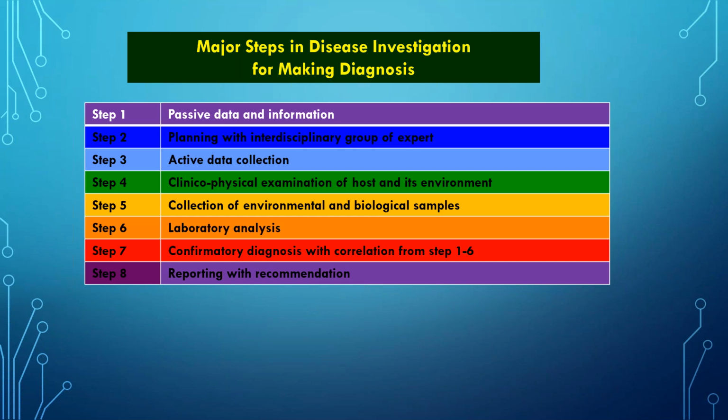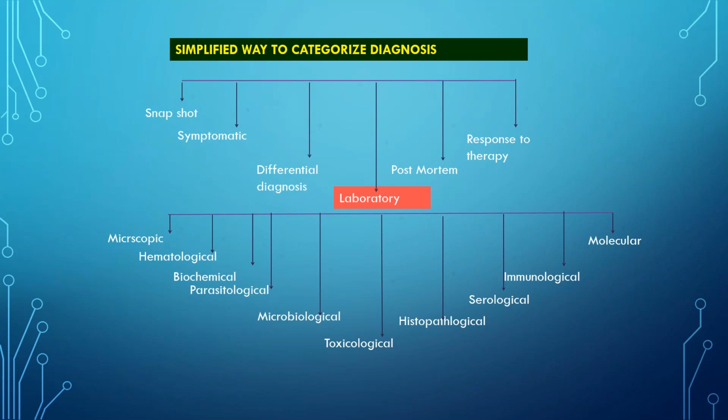Then active data collection during the onset or outbreak of the disease should be carried out. Then clinical physical examination of the host and its environment: the examination of the host, the blood parameters or rather the abnormal behavioral changes must be taken into account, and again the water parameters should be taken into account. Then collection of environmental and biological samples, if in doubt, may be sent to the nearby governmental or non-governmental authorized laboratory for proper analysis. Then followed by that there will be confirmatory diagnosis with correlation from step 1 to 6, what I have just discussed, supported by recommendation. These are the simplified ways to categorize the diagnosis.